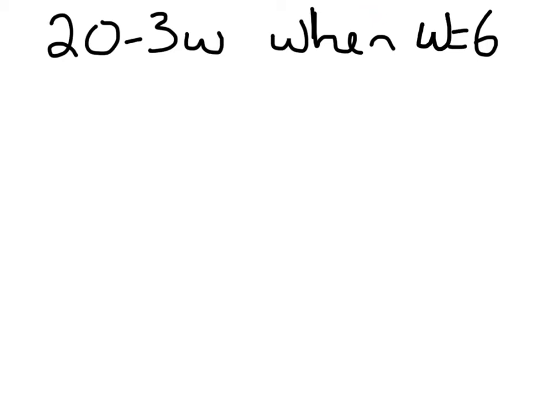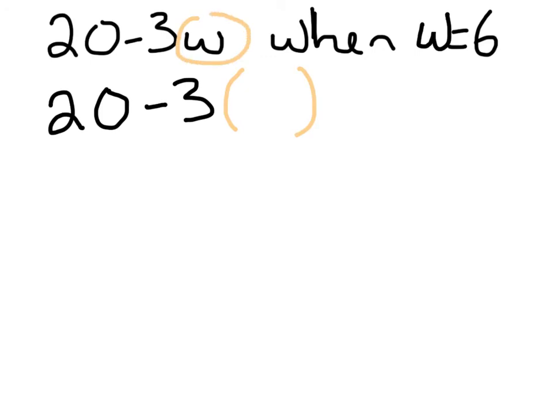We've got 20 minus 3w when w equals 6. So we're going to substitute the variable in with the 6. So we've got 20 minus 3. Now remember, I want to put this in parentheses. When I solve, the w is equal to 6. So I'm going to substitute 6 in there. Now I need to use PEMDAS. Parentheses? Yep. So I need to evaluate this part here with my parentheses first. 3 times 6. And 3 times 6 is 18.